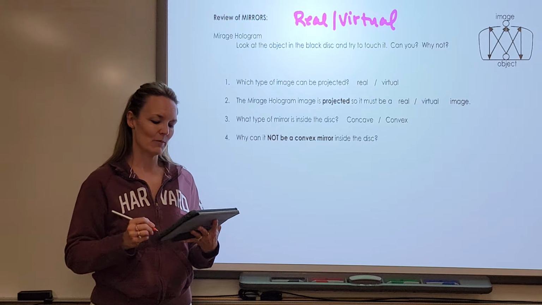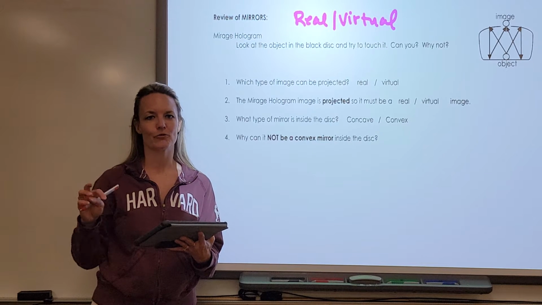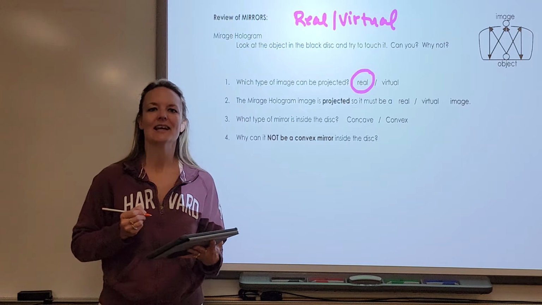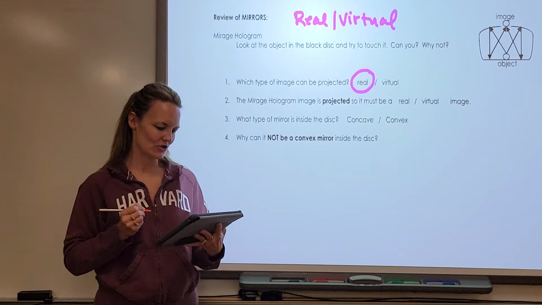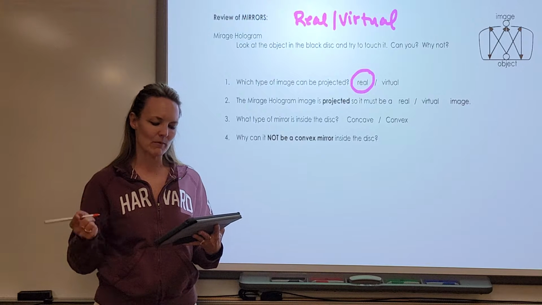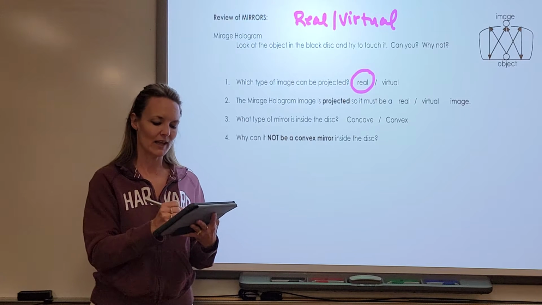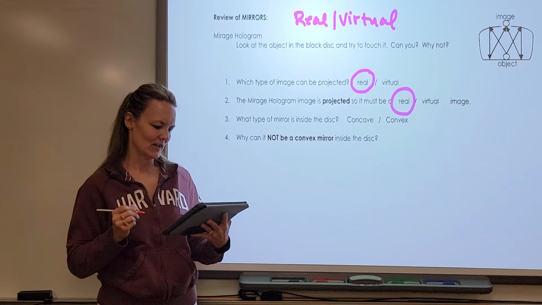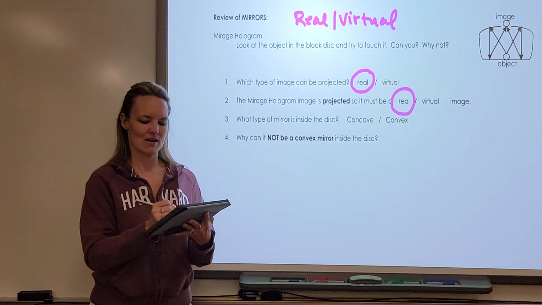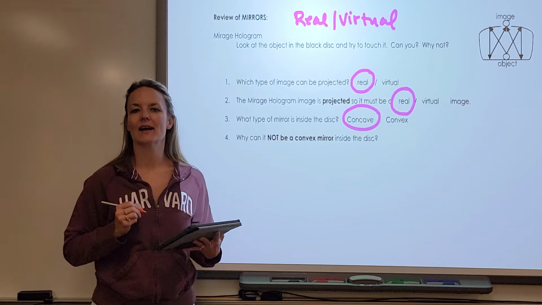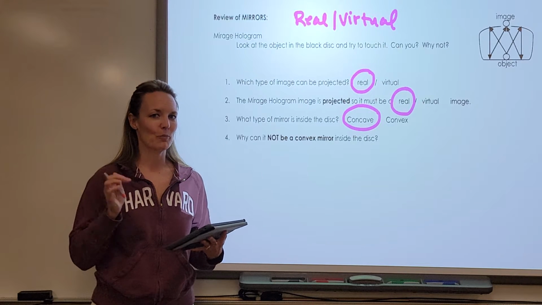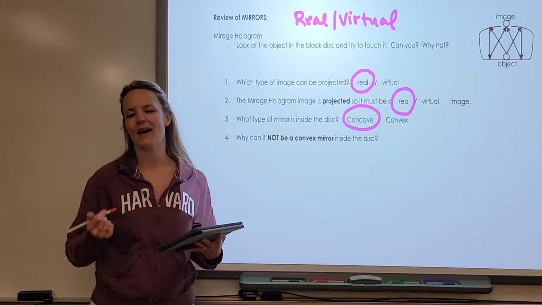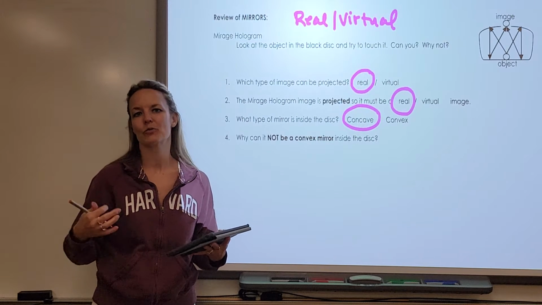So what type of image can be projected? If you go back to the first page of your note packet, if it can be projected, it is a real image. So the Mirage hologram image, it's projected, so it has to be technically a real image. Inside of the mirror, it must be a concave mirror. If you look back, the reason for that is on the front page, only concave mirrors can make real images.